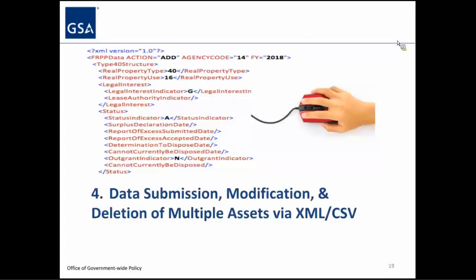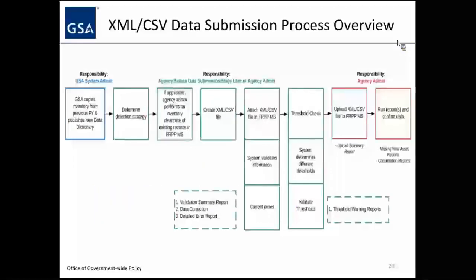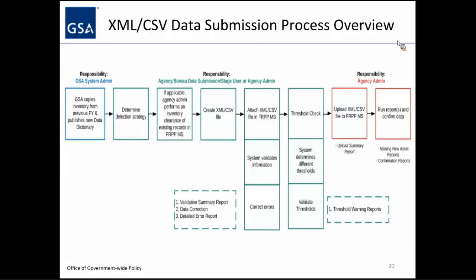Moving on, we're now going to go into the data submission, modification, and deletion of multiple assets. So that's going to be through the XML and CSV. Okay, so we're back to that data submission process overview. So this just, again, is a high-level workflow of the data submission process. So this is specifically for the XML and CSV formats.